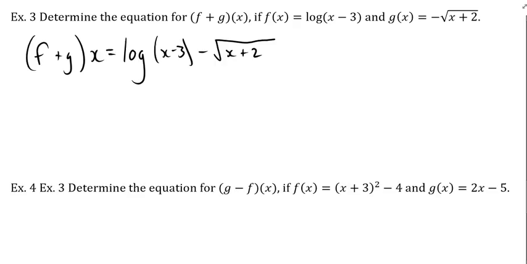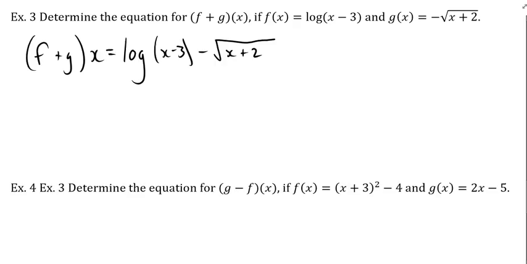And now it wants us to do g minus f. So remember when I said g minus f is different from f minus g? That should be pretty obvious that that's true. Is everybody okay with example 3? You got it copied down? And you understand you just write it. There's nothing going on there.